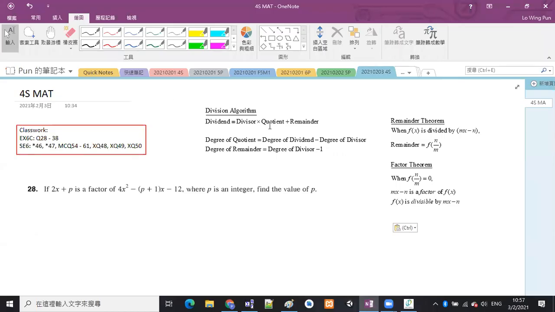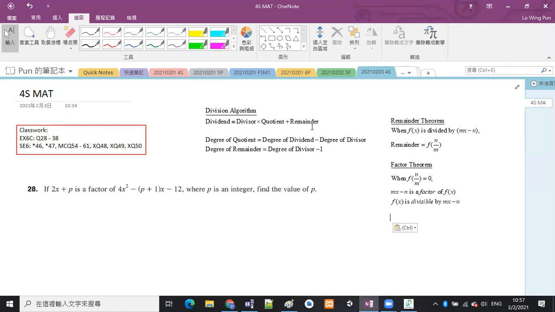Okay, so I think there are two main parts in chapter 6. The first part is about the division algorithm. Okay, so that is in a division of polynomials. Then we have a dividend and we have a divisor, and then we can find the quotient and the remainder.